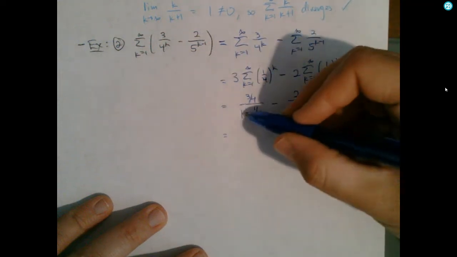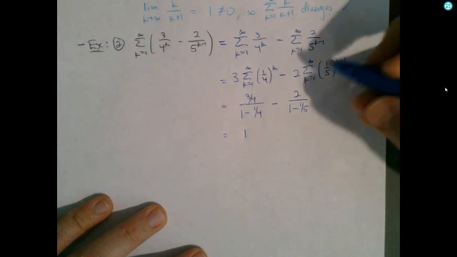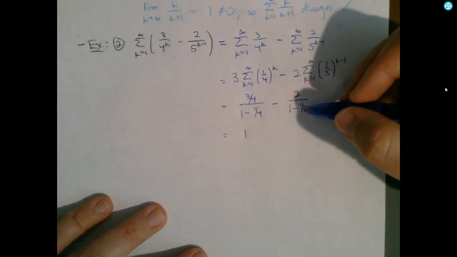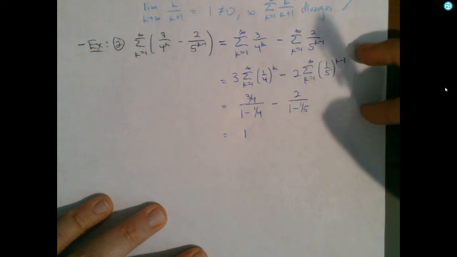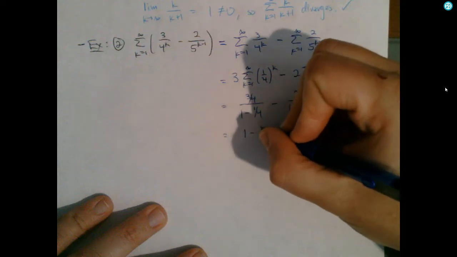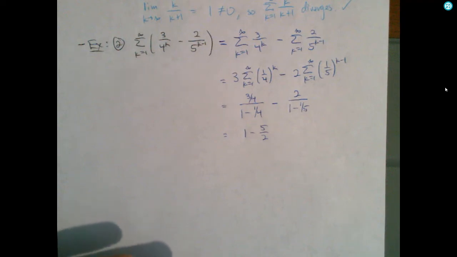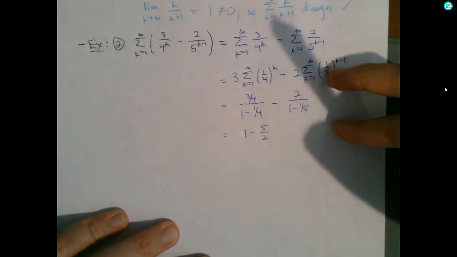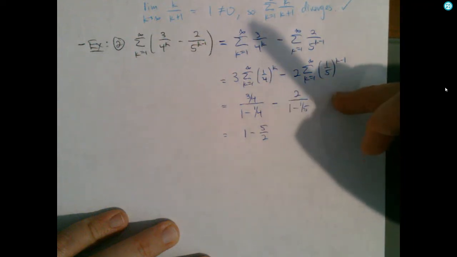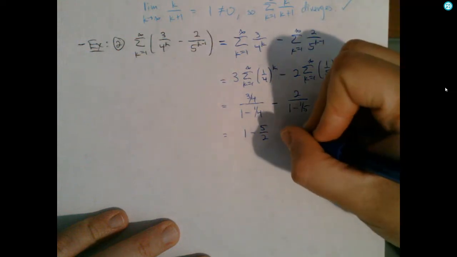Okay, 1 minus 1/4 is 3/4, and 3/4 divided by 3/4 is 1. 1 minus 1/5 is 4/5. 2 divided by 4/5 is 2 times 5/4, that's 10/4, or 5/2, right? Is that right? 4/5. You flip and multiply. 5 times 2 is 10. 10/4 is 5/2. Yep, okay. All right, double check my arithmetic, but I think that's right.